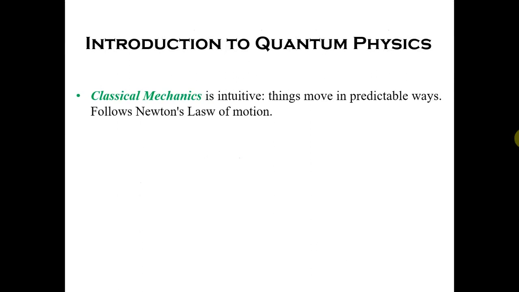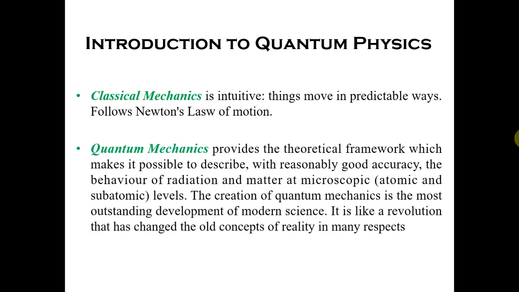Now let us first come to the introduction to quantum physics. Before going into the quantum physics part, we have first studied classical mechanics. Classical mechanics is intuitive, that means things move in more predictable ways. You have done the classical mechanics part in class 11 and 12, where you studied Newton's laws of motion and related phenomena. Now what happens when we move from macroscopic bodies towards the microscopic ones, that means atomic or subatomic level? Here comes the role of quantum mechanics.